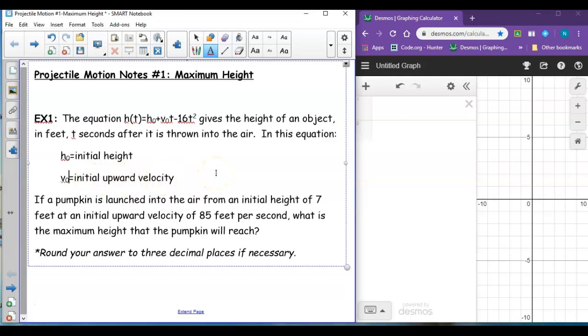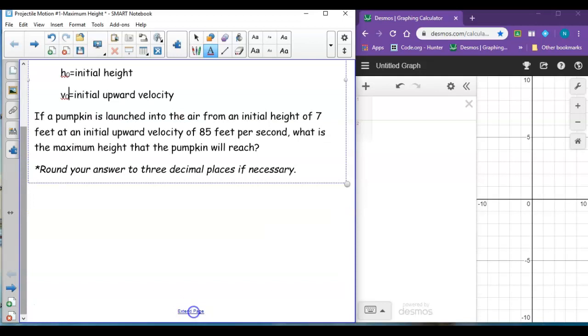So whenever we have a problem like this, if we have a pumpkin and it's launched into the air from an initial height of 7 feet and an initial upward velocity of 85 feet per second, what is the maximum height the pumpkin will reach? Especially if we use Desmos, this turns out to be fairly simple to do once we get the equation set up. Now, first, I would like to explain.